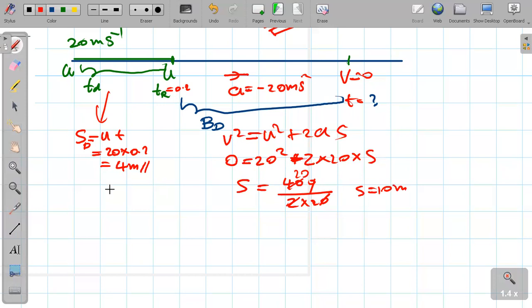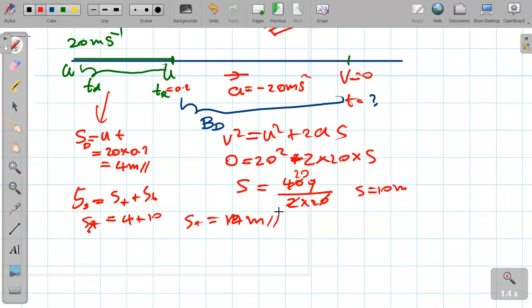So now the total stopping distance is what? Thinking distance plus braking distance altogether. Stopping distance is going to be 4 plus 10. It is going to be 14 meters.